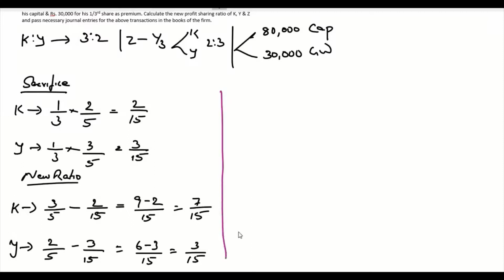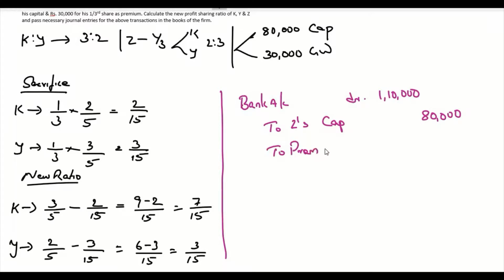Now we need to pass the journal entries for these transactions. One is Z is going to bring capital rupees 80,000 and goodwill rupees 30,000. So that's going to be bank account debit 1,10,000 to Z's capital 80,000, to premium on goodwill 30,000.